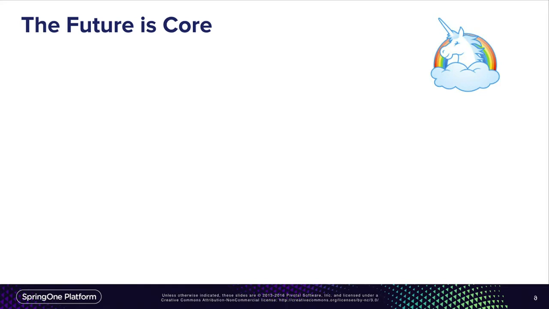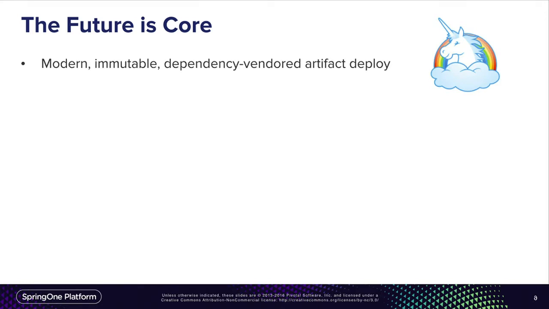So the future, as always, is full of rainbows and unicorns, and that's .NET Core. .NET Core allows for modern, immutable, dependency vendored artifacts. Modular, so rather than one giant monolith, you import just what you need. That ends up allowing you to be very lightweight.